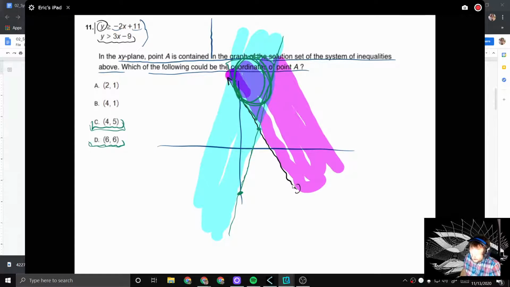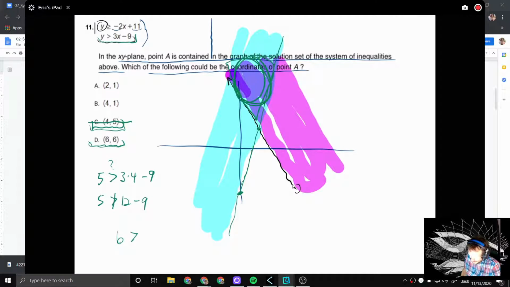Let's start with 4, 5. So we put 4, 5 into this equation. 5 greater than, checking it, 3 times 4 minus 9. Is 5 greater than 12 minus 9? It is not greater. Let me do it this way. Not greater than 12 minus 9. 5 is not greater than 3. So this point is right out. Let's try the other one.